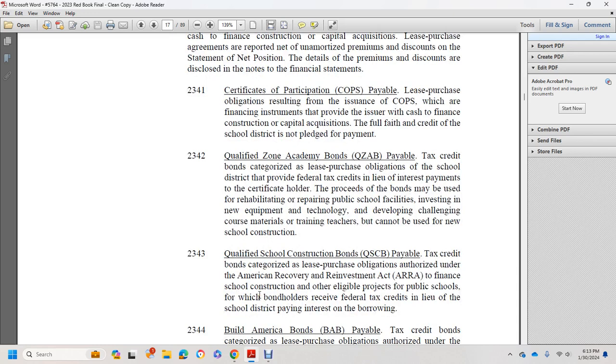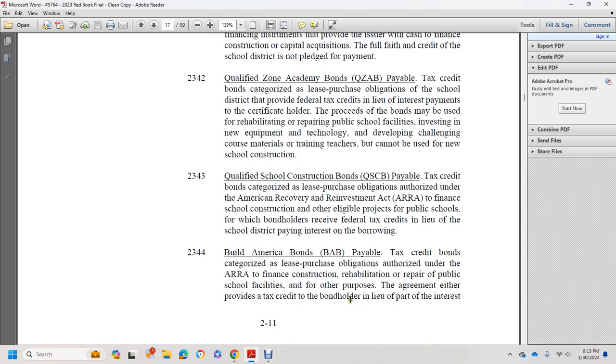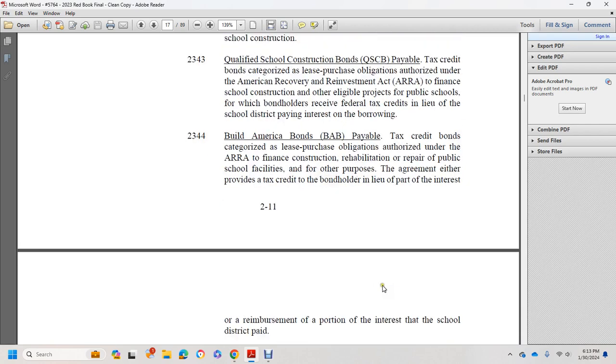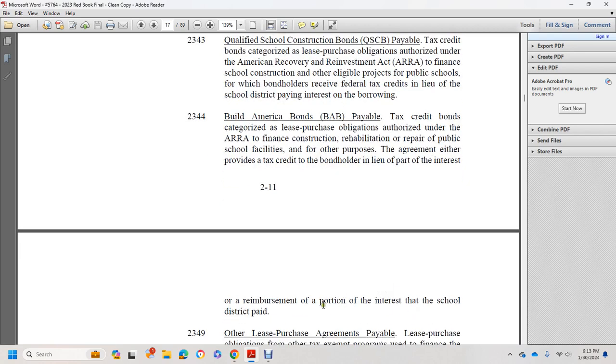2343 Qualified school construction bonds, or QSCBs, payable: a tax credit lease purchase agreement authorized under the American Recovery and Reinvestment Act to finance school construction and other capital projects for public schools, for which bondholders receive federal tax credits in lieu of the school district paying interest on the borrowing. 2344 Build America Bonds, or BABs, payable: tax credit bonds authorized under the American Recovery and Reinvestment Act to finance the construction, rehabilitation and repair of public school facilities, providing either a tax credit to the bondholder in lieu of part of the interest, or a reimbursement of a portion of the interest the school district pays.